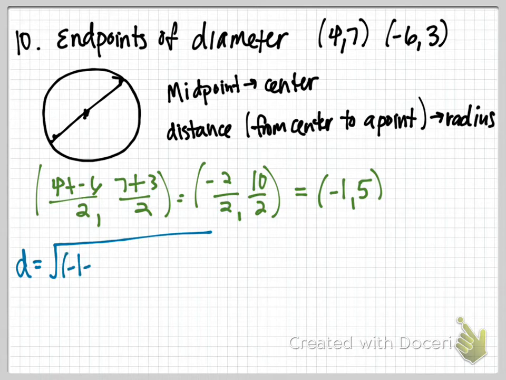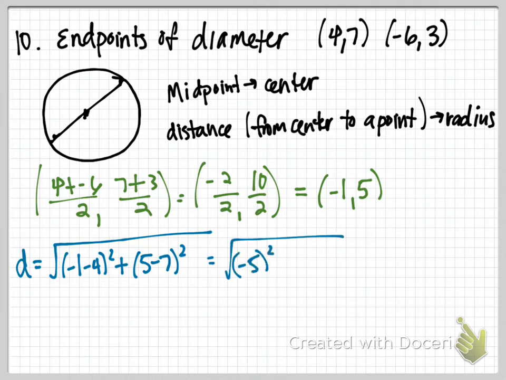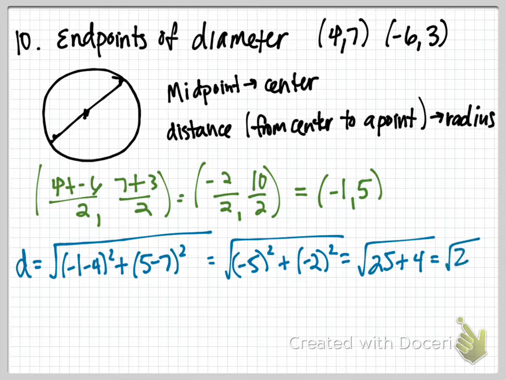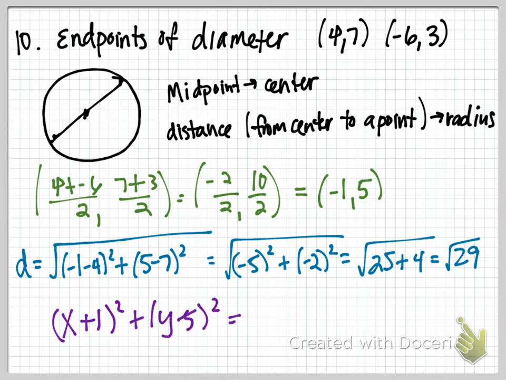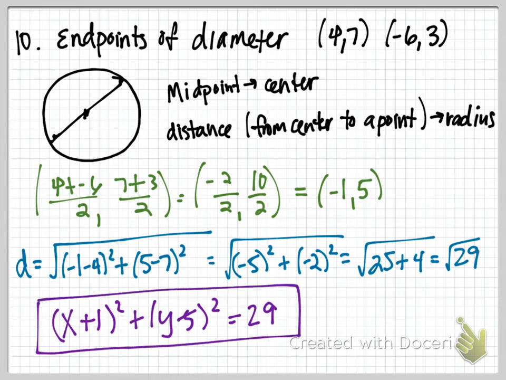So I have the square root of negative 1 minus 4 squared plus 5 minus 7 squared. So I get negative 5 squared plus negative 2 squared, which is the square root of 25 plus 4, or the square root of 29. Now, once you have those pieces of information, plug it into your formula. X plus 1 squared plus y minus 5 squared equals the square root of 29 squared, which is just 29, and there is the equation of your circle.